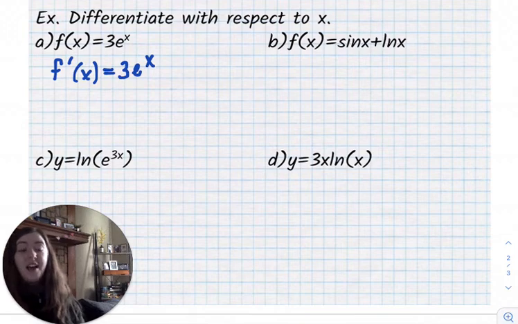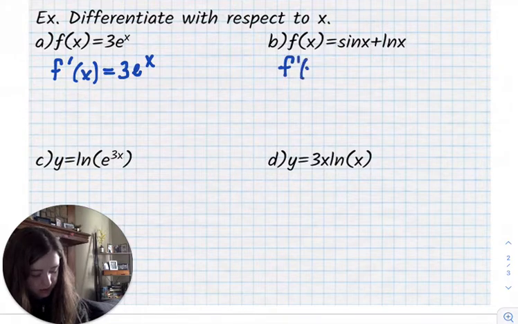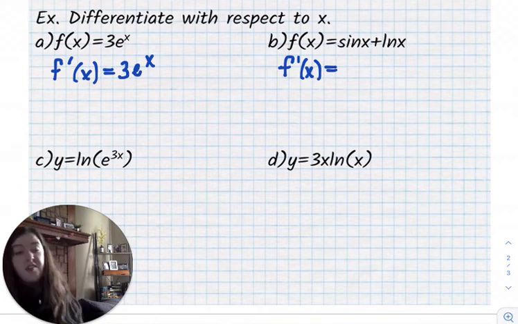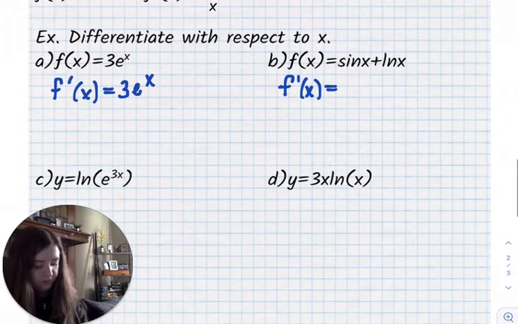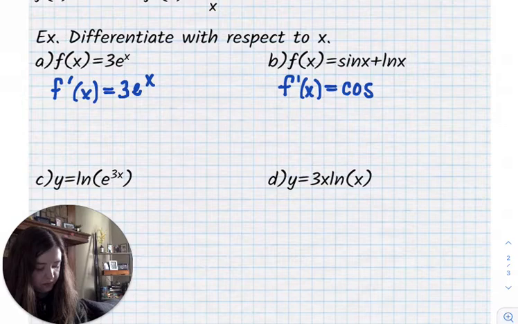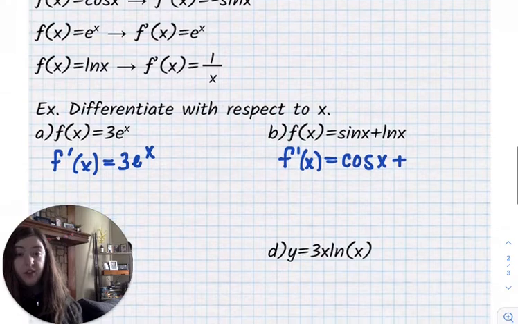So we have sine of x plus natural log of x. So f prime of x equals the derivative of sine, which is cosine, plus the natural log of x, whose derivative is 1 over x.